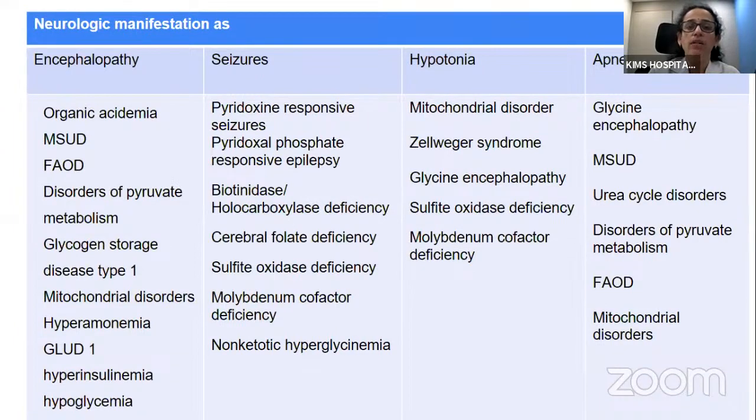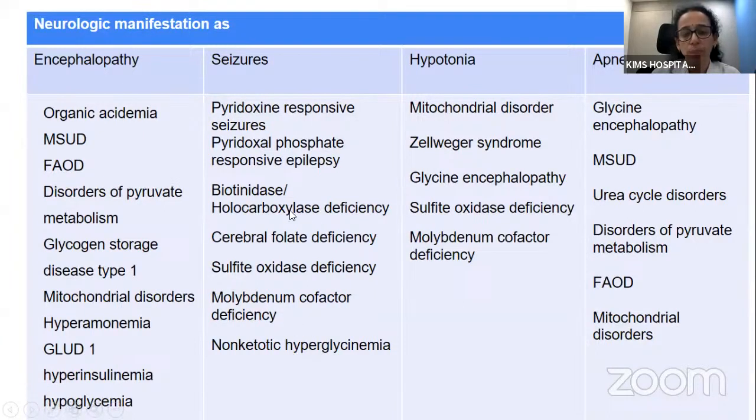So coming to the neurological manifestations of the IEM. As we discussed, they may present as encephalopathy or predominantly seizures, and both encephalopathy and seizures, as well as hypotonia and apnea. Predominantly encephalopathy is seen in organic acidemias, maple syrup urine disease, fatty acid oxidation disorders, disorders of pyruvate metabolism, glycogen storage disorders. In FAOD and GSD, they will be having hypoglycemia as well as encephalopathy, and mitochondrial disorders, hyperammonemias, and GLUT1 transporter defect, as well as hyperinsulinemic hypoglycemias.